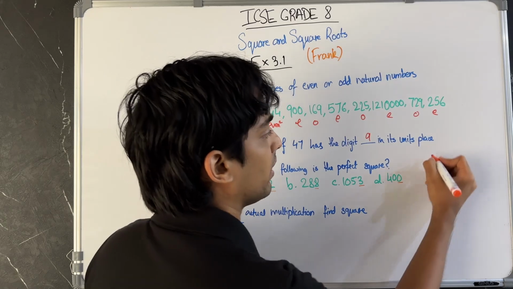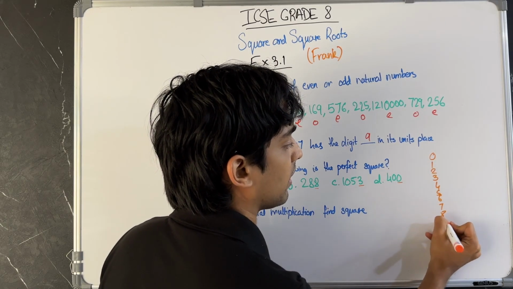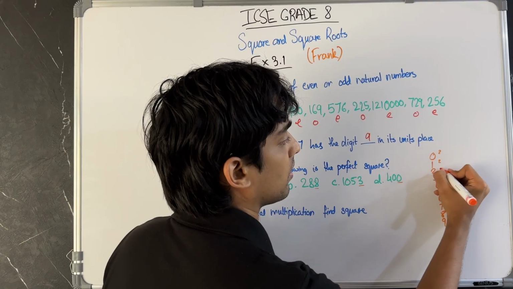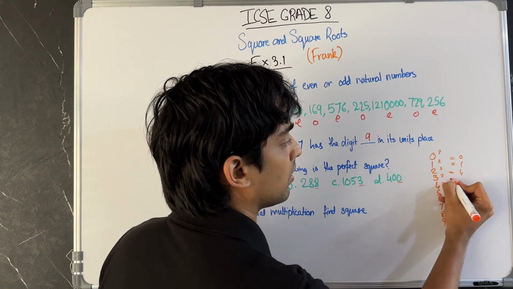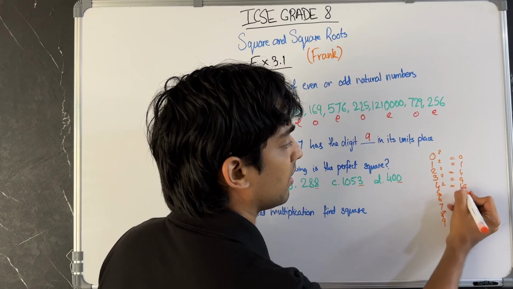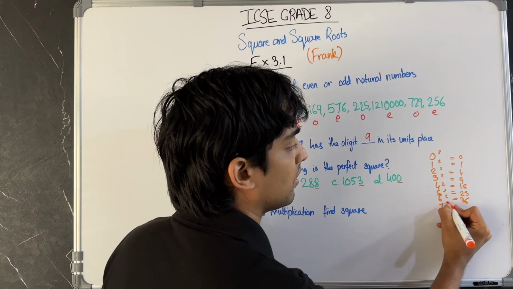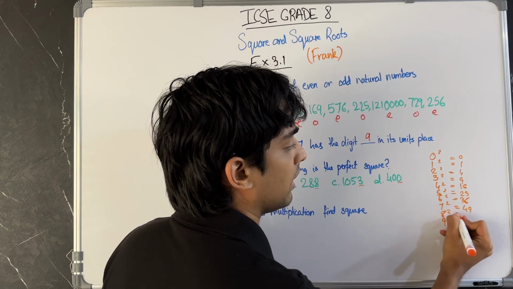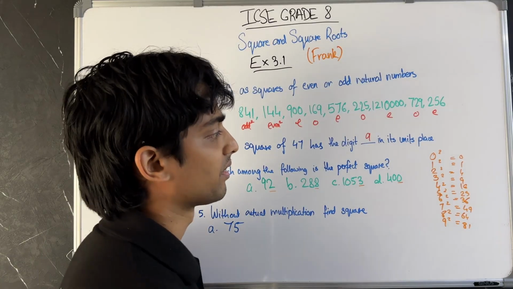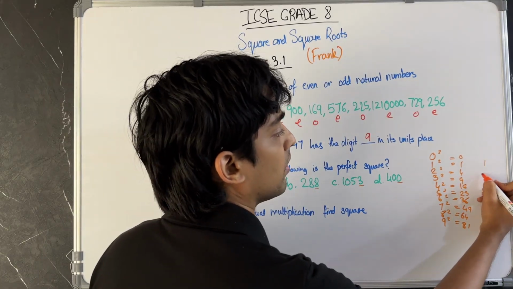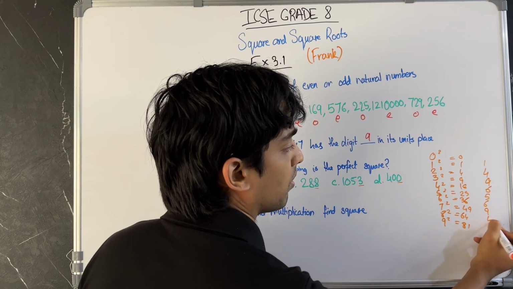Write the numbers 0 to 9. 0, 1, 2, 3, 4, 5, 6, 7, 8, 9. What is 0 square? 0. 1 square 1. 2 square 4. 3 square 9. 4 square 16. 5 square 25. 6 square 36. 7 square 49. 8 square 64. 9 square 81. Now look at the last digits of them. So we have 0, 1, 4, 9, 6, 5, 6, 9, 4, 1.